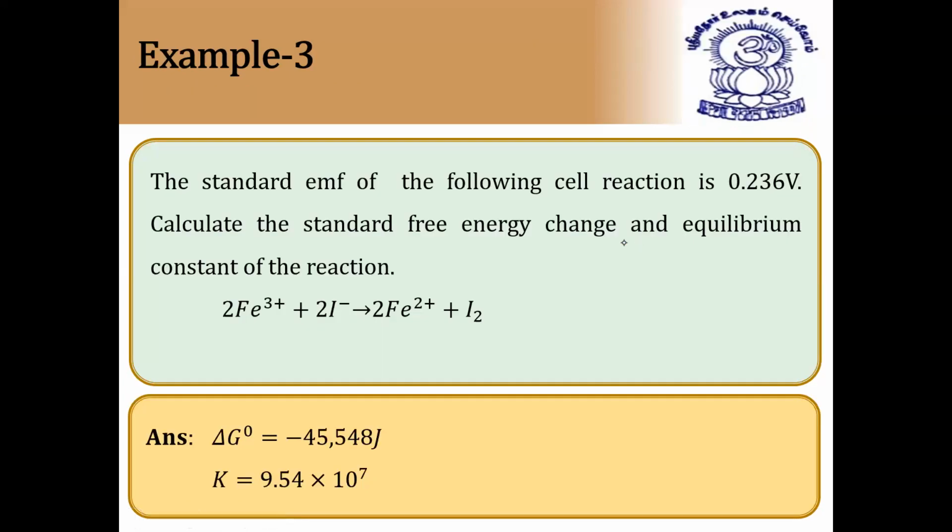So these are very, very important problems. From the Nernst equation, we can find delta G values as well as the equilibrium constant. One more important model based on delta G we will discuss later. And now we will move to the next topic.